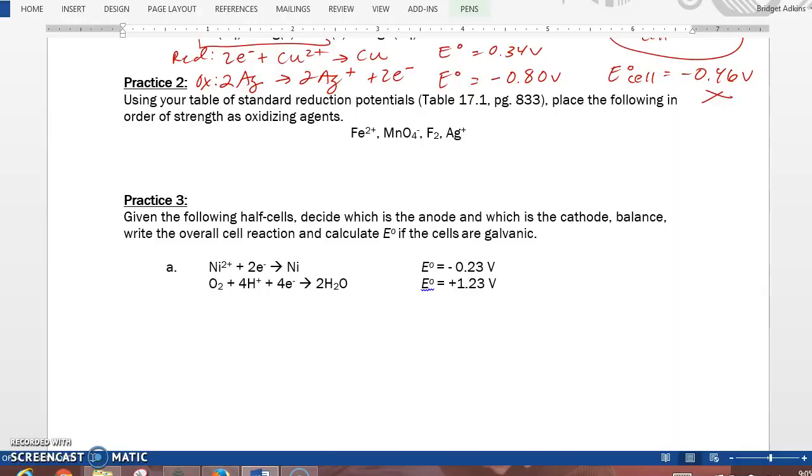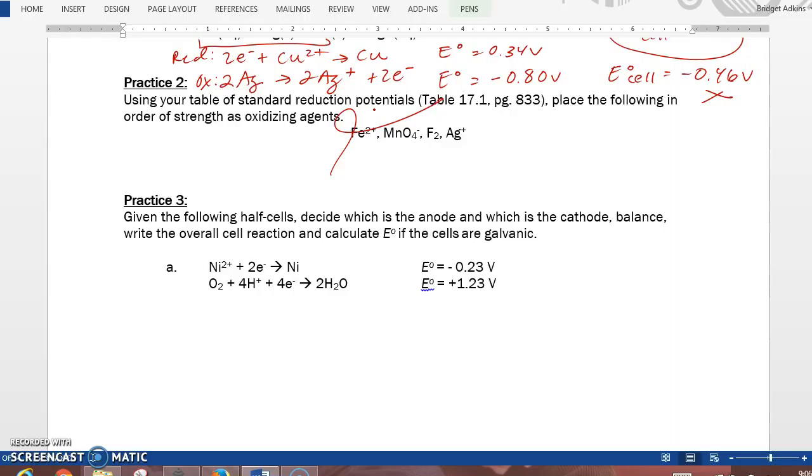Alright, we're going to pick up our electrochemical cells introduction. Go ahead and cross out practice 2. They've removed questions like that for the AP exam. You're asked to identify oxidizing and reducing agents. You're not asked to rank them in order of strength, and that's just one I missed and meant to take out.